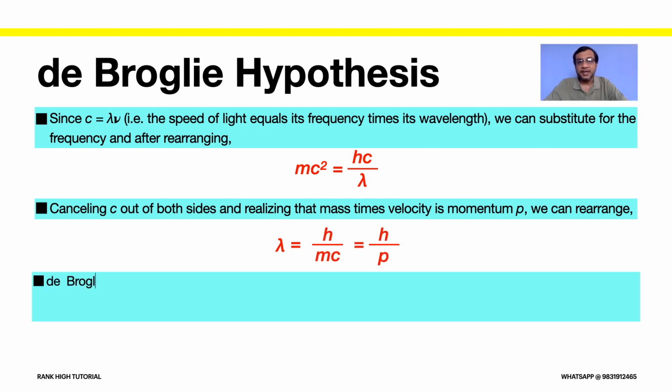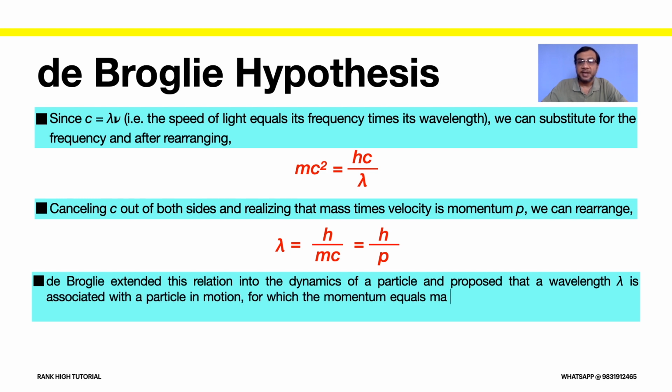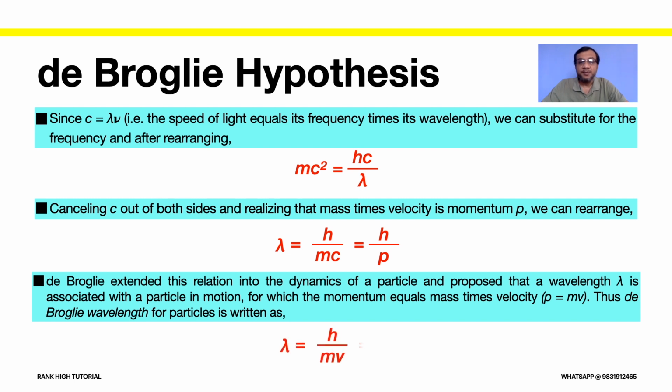De Broglie extended this relation into the dynamics of a particle and proposed that a wavelength lambda is associated with a particle in motion, for which the momentum equals mass times velocity, p equals mv. Thus, the de Broglie wavelength for particles can be written as lambda equals h by mv equals h by p.